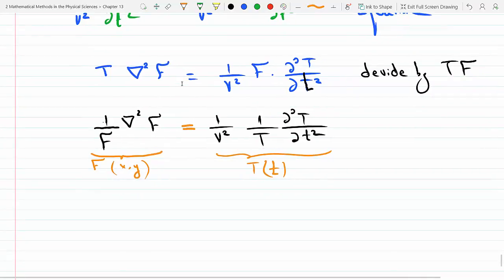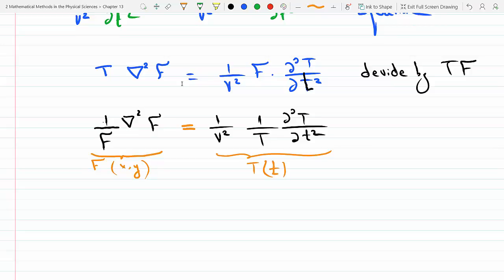Now the only way that these two sides are equal is if each one of them is equal to a number, because how could I differentiate with respect to x and y here, and I would differentiate with respect to t on the right hand side? No matter how I do it, those sides have to remain equal. That tells me that those terms are actually not dependent on x, y, and t. The left hand side has to be some constant, and the right hand side has to be the same exact constant.